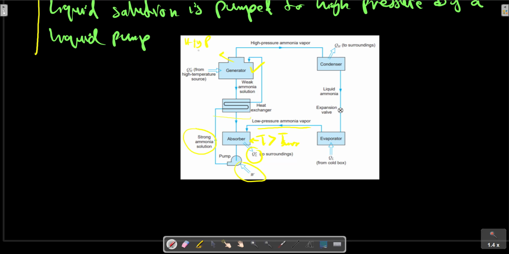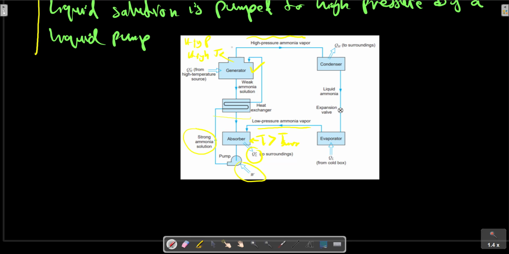High pressure, high temperature, as shown in the line. Under these conditions, ammonia vapor is driven from the solution as heat is transferred from a high temperature source.